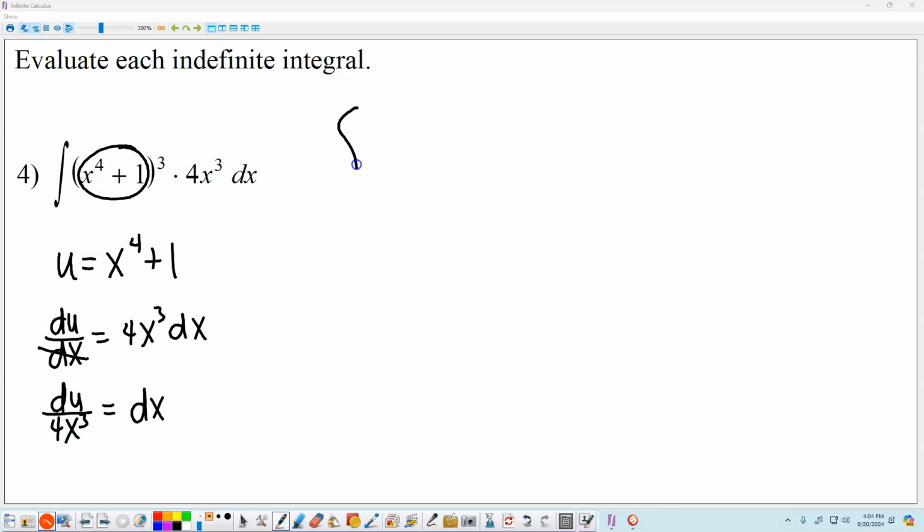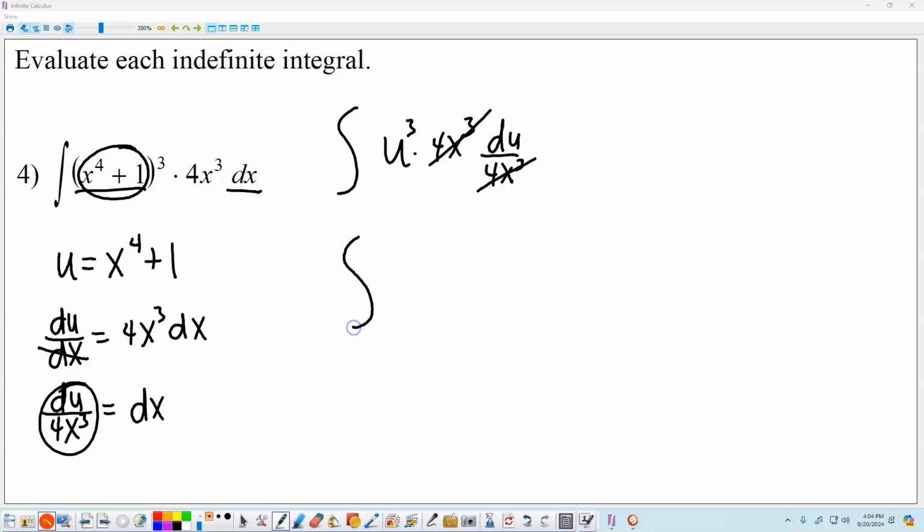And now we can do our u substitution. I'm going to replace this with u, so now it's u cubed. And then I'm going to replace dx with du over 4x cubed. These go away, and I'm left with this. And now we can just integrate using our power rule, which is to add 1 to the power and divide by that value. We don't want to forget our plus c. Then we finally, at the very end, we'll put our u back.